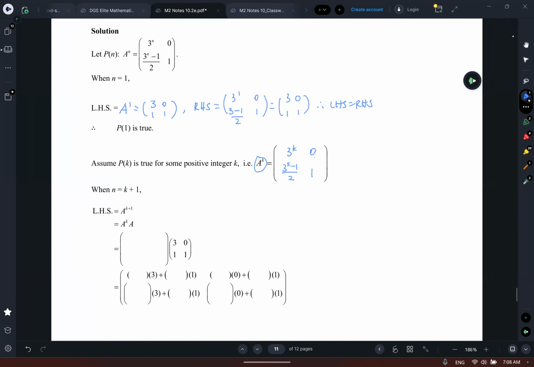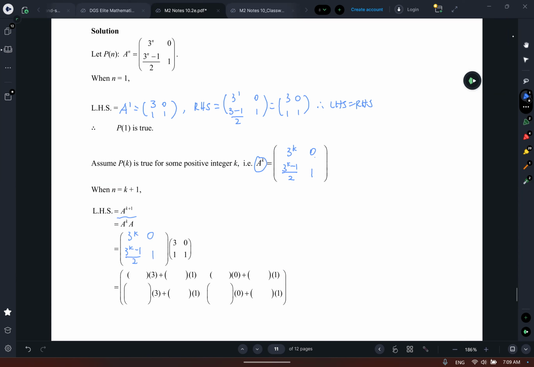Now, when n equals k plus 1, the left-hand side is A to the power k plus 1. The power is higher now. And that is equal to A to the k times A. And we have an assumption, so I just put this in. A to the k equals 3 to the k, 0, (3 to the k minus 1) divided by 2, 1. That's the assumption. And after this assumption, I really have to do the multiplication of matrices.